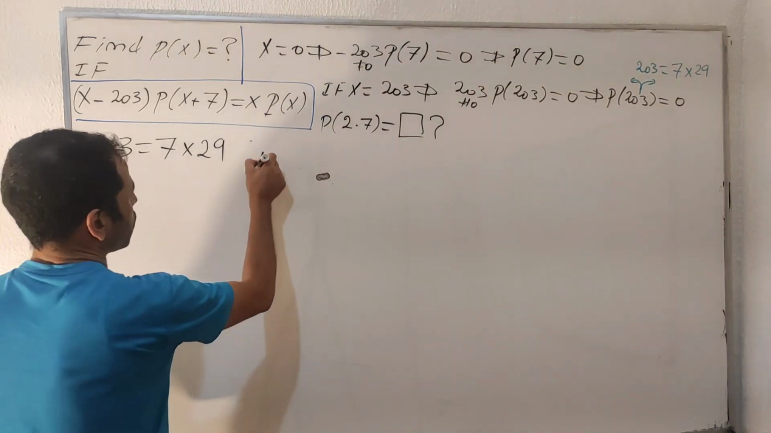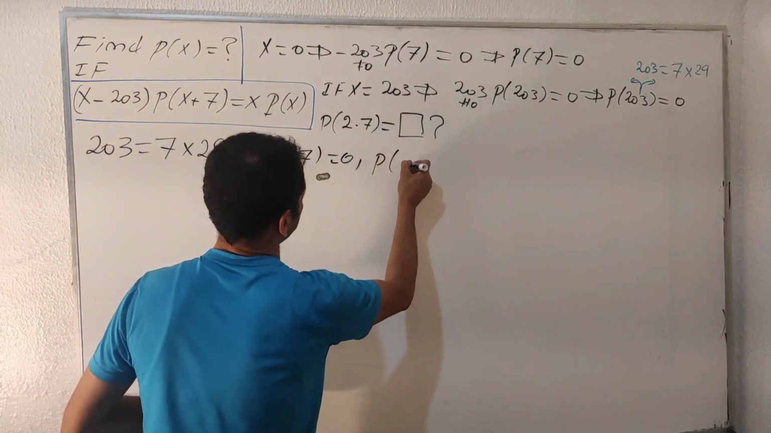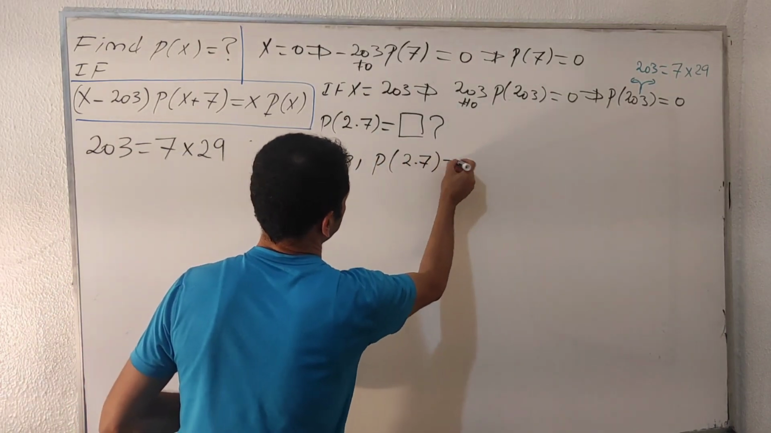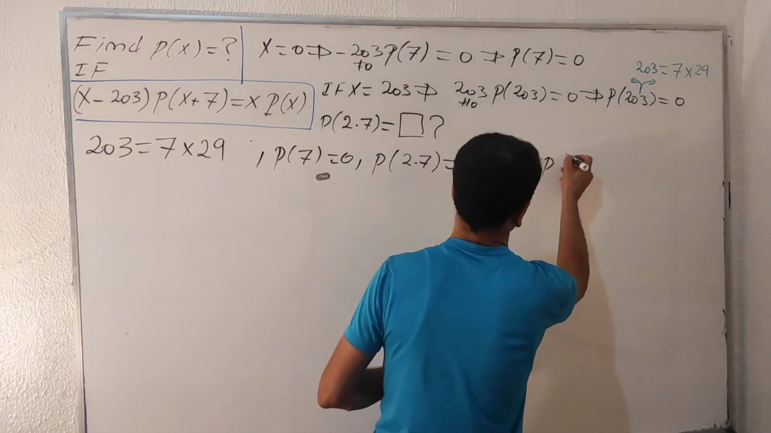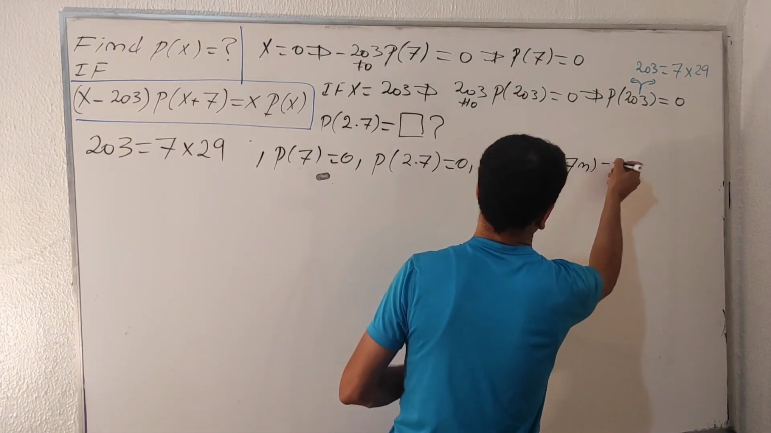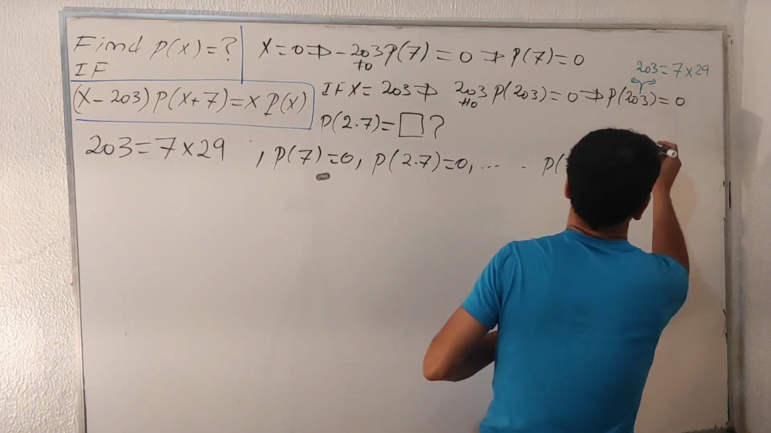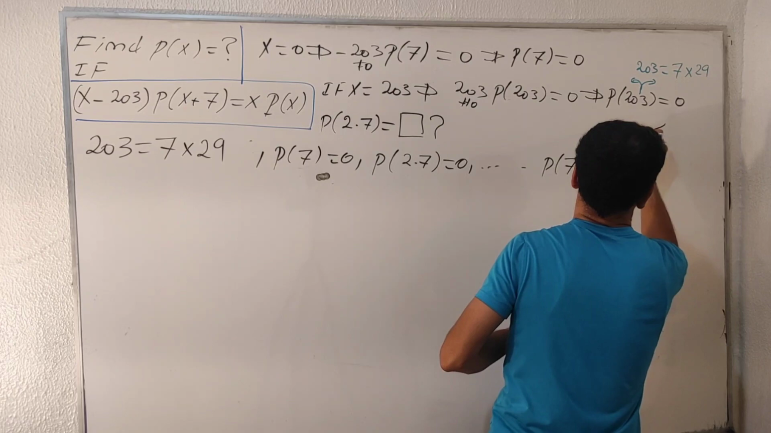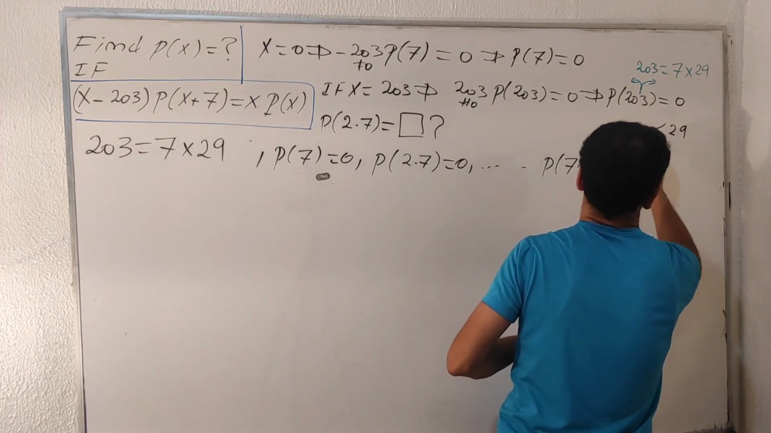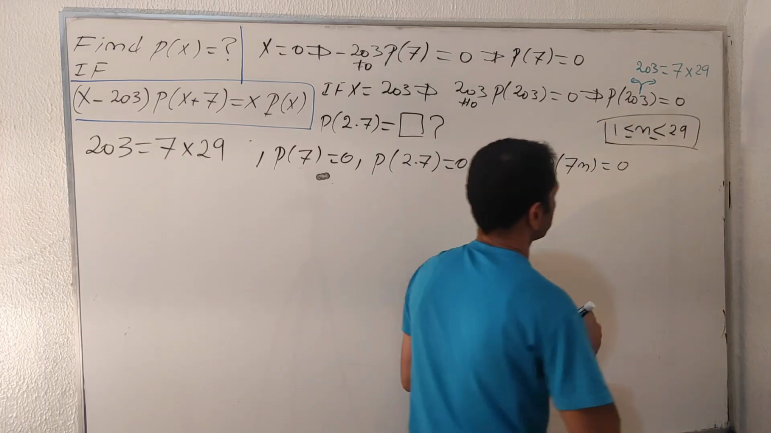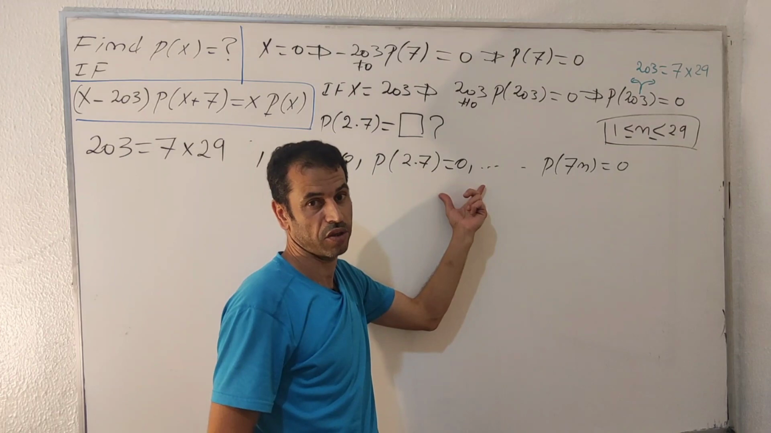So previously we found p of 7 equals 0, and we found p of 2 times 7 equals 0. Inductively, all the way down, we found p of 7n equals 0, for n between 1 and 29. Okay, what's the most important thing we can extract from this fact?